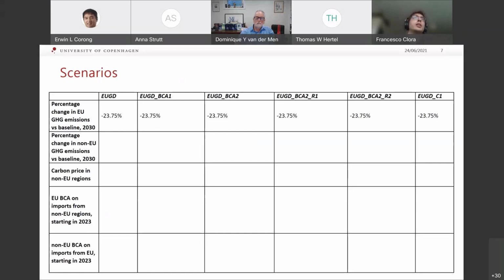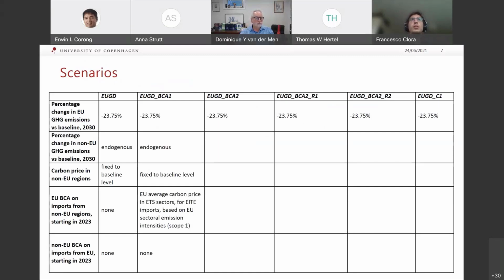So the EU Green Deal scenario fixes carbon prices in non-EU regions at the baseline level and keeps the emissions in non-EU regions endogenous. And in this scenario, no border carbon adjustments are implemented. Then we have a second scenario. And in this scenario, we assume the implementation of a border carbon adjustment by the European Union.